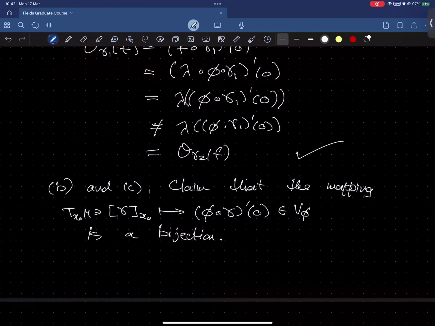So injectivity is obvious by the definition of equivalence class, right? If I take two different curves whose image is the same, that means they're equivalent, and so therefore they must have been in the same equivalence class to start out with. Okay, so it's really just surjectivity that I need to worry about. So injectivity is clear by equivalence.